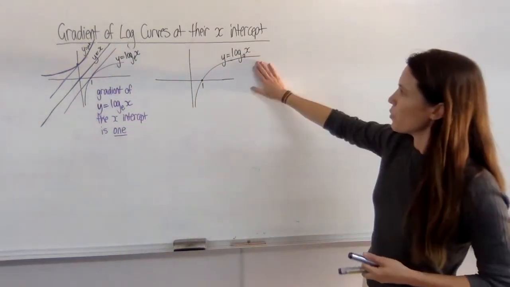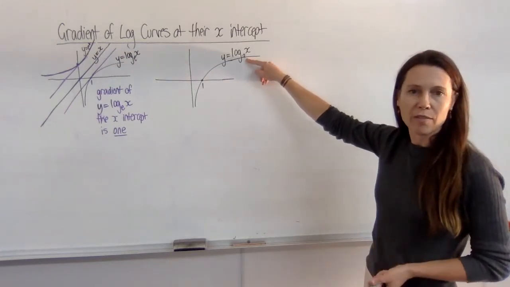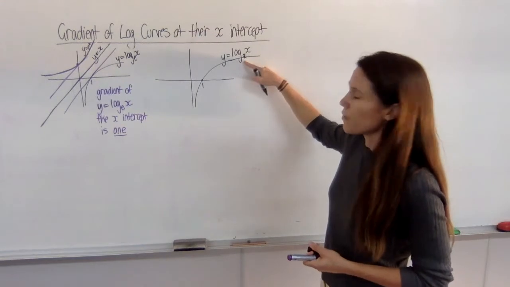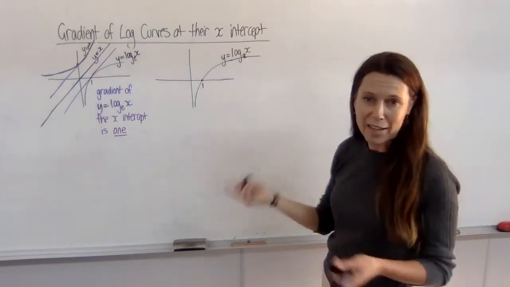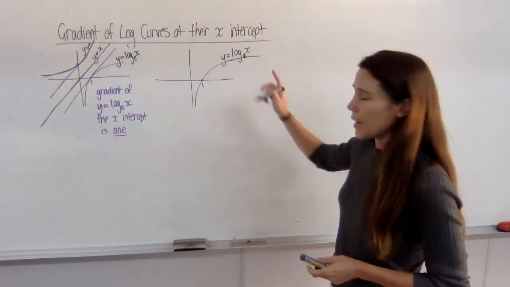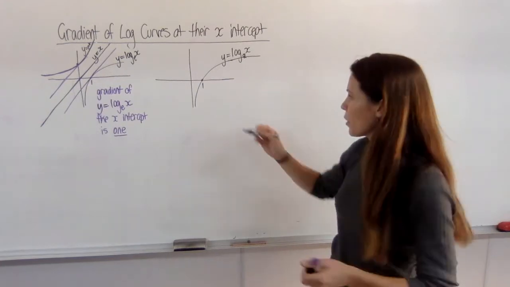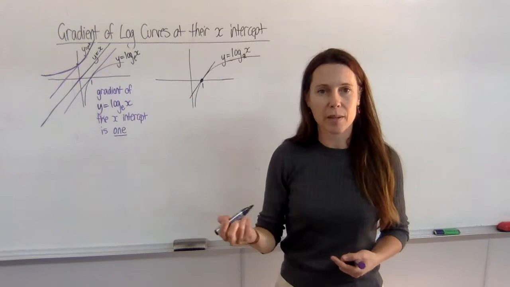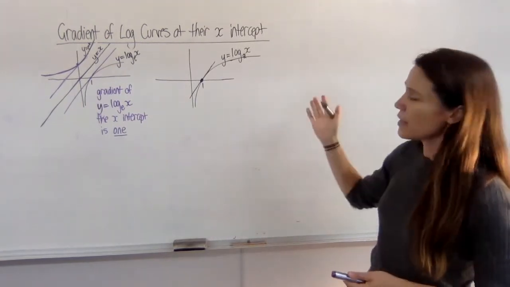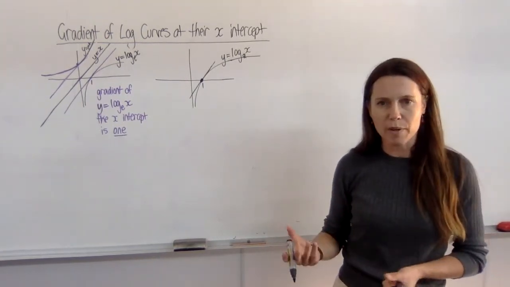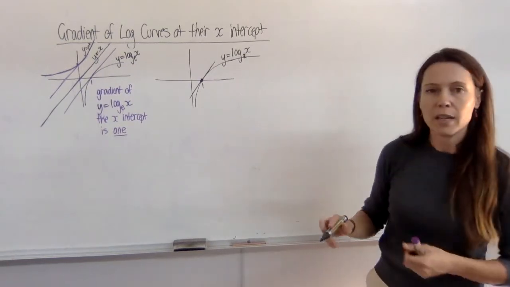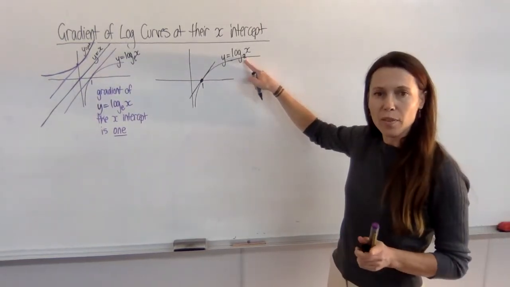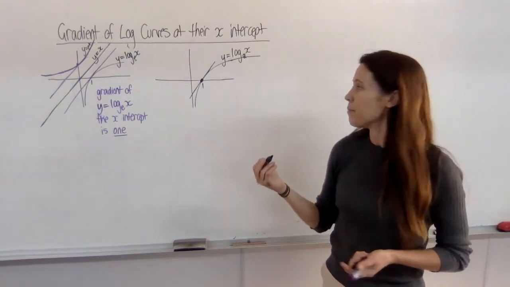But if we're working with log curves that don't have a base of e, and this one over here is just a generic case, we've given the base the label a there, so it could be anything. Can we come up with a little formula for the gradient of the curve at the x-intercept? Yeah, we can, and we're doing this not so that we've got another formula to remember. You don't have to memorize this result, but it's just interesting to look at it and see that all log curves, no matter what their base, will follow this same pattern.